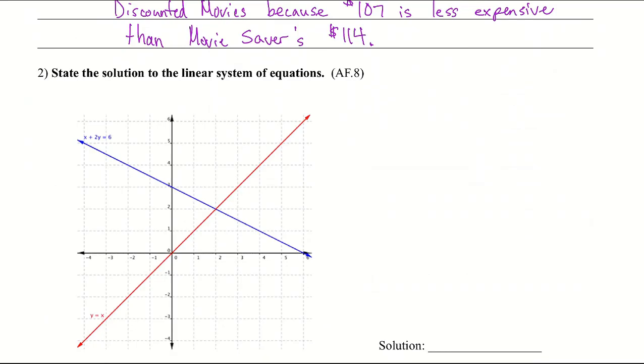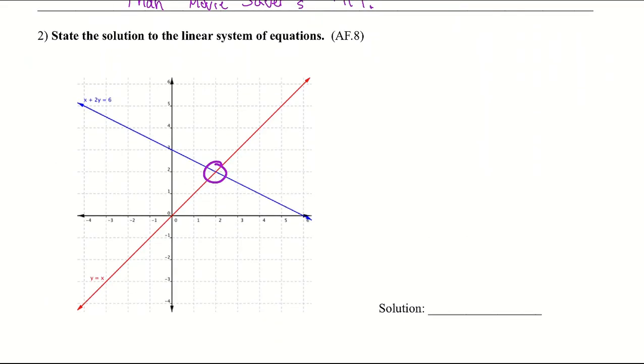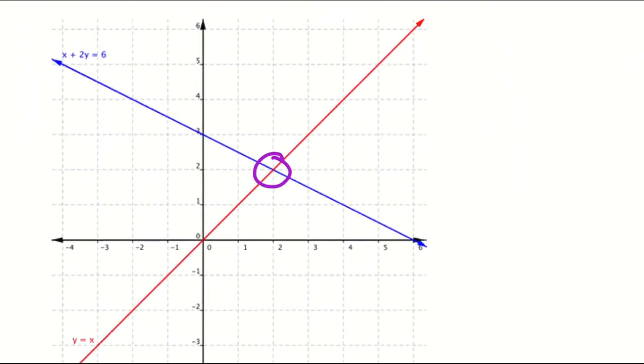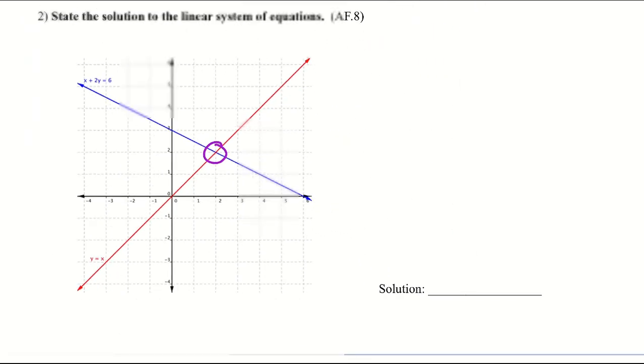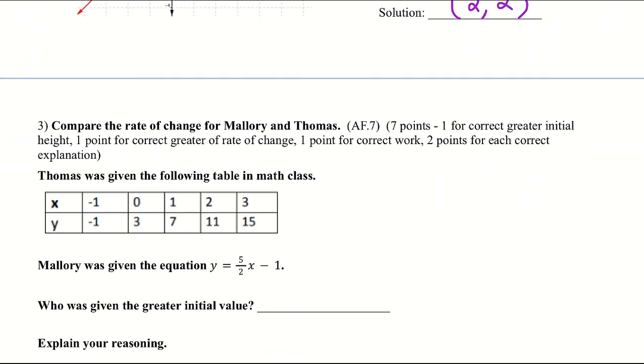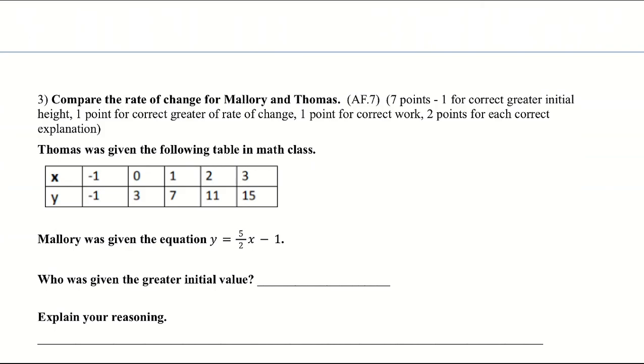Next question. The solution to this is going to be where each of our lines cross. It's going by 1, so right 2 up 2. The solution to this is going to be 2, 2. That takes care of the first one. First page. Second page, compare the rate of change for Mallory and Thomas.